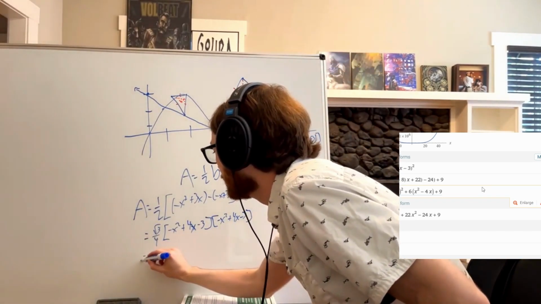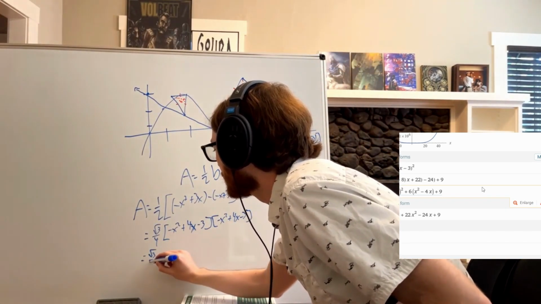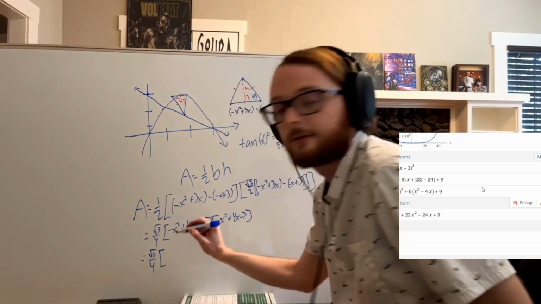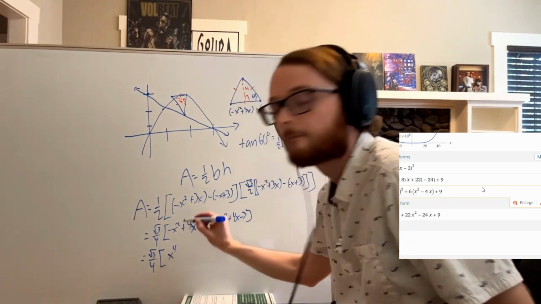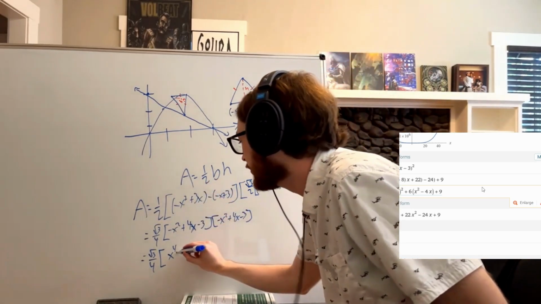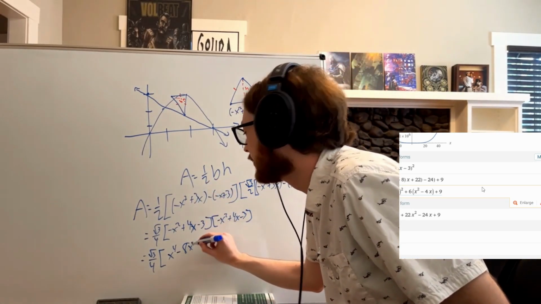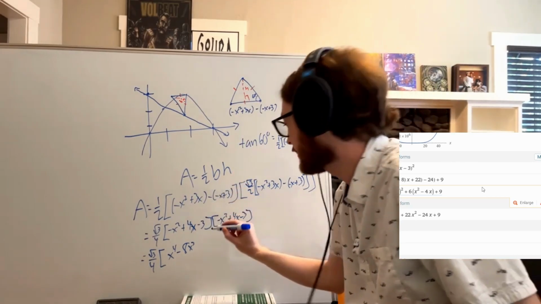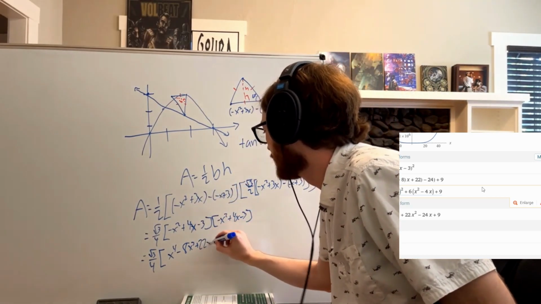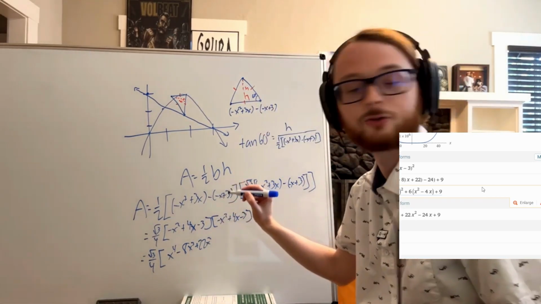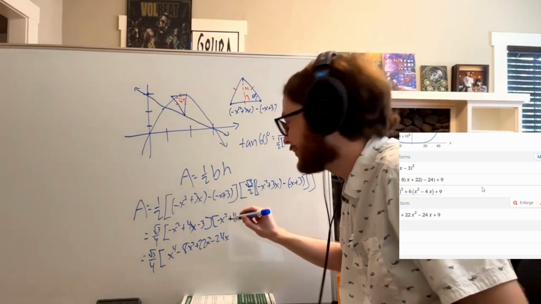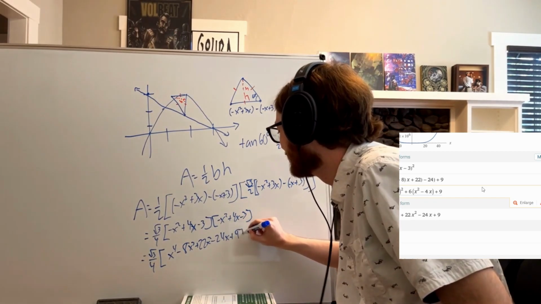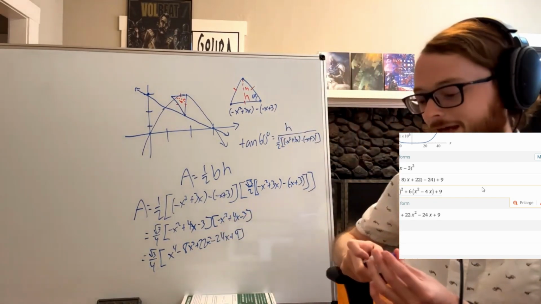So that's equal to root 3 over 4 brackets x to the 4th minus 8x cubed plus 22x squared minus 24x. That's why I don't want to do this myself. Plus 9. Okay, that's our formula for the area of any given triangle.